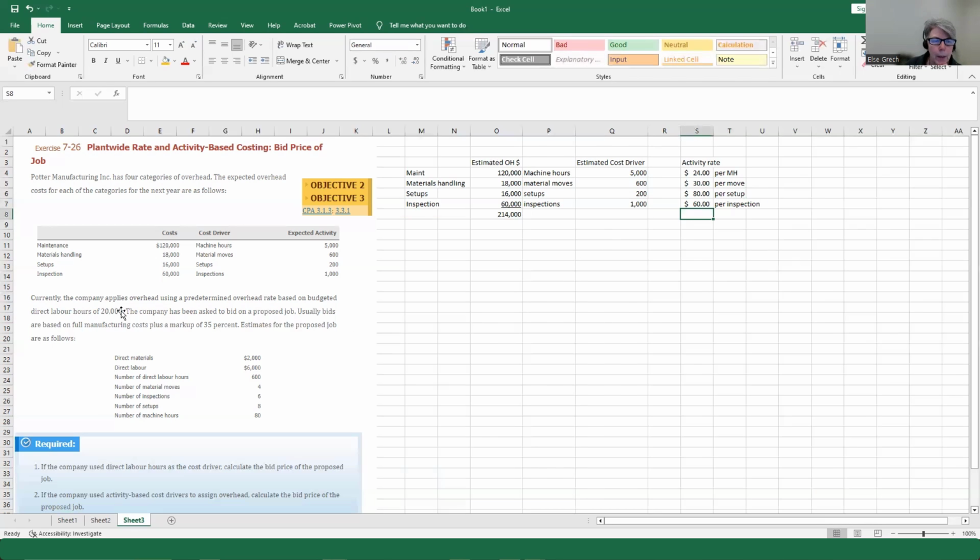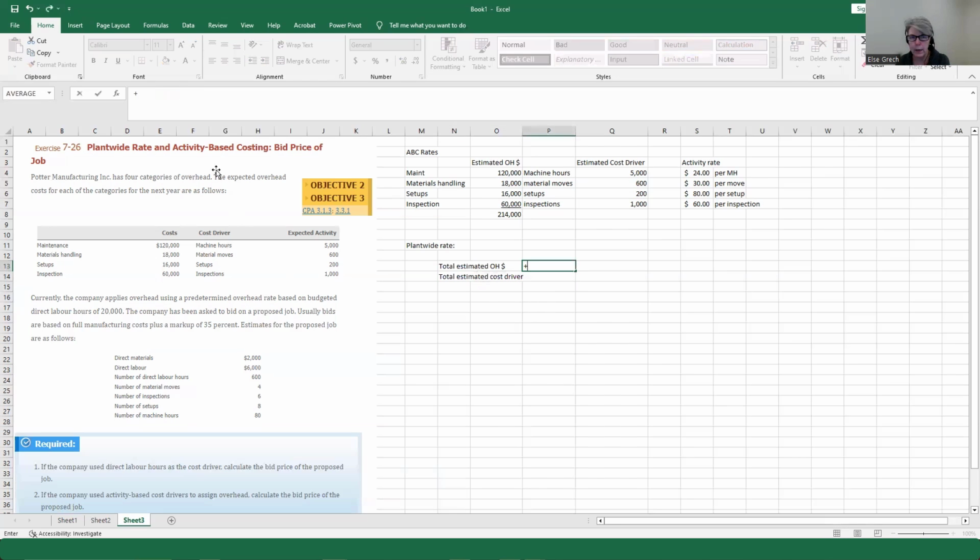Okay, currently the company applies overhead using a predetermined overhead rate based on the budgeted direct labor hours of 20,000. So we can actually calculate the plant-wide rate. Okay, so this is the ABC rates. Let's go down here and just calculate the plant-wide rate. Plant-wide rate, of course, is going to be the total estimated overhead in dollars, divided by the total estimated cost driver.